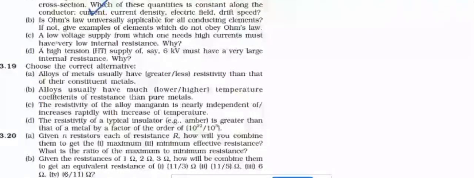Then next, part C: a low voltage supply from which one needs high currents must have very low internal resistance. Why? For a low voltage, again the formula I is equal to epsilon by R. If we need a high current, the value of R should be small. Internal resistance should be small. Then next, part D: a high tension supply, high tension means high voltages, 6000 volt, must have very large internal resistance. Why? Again, we have to see this formula.